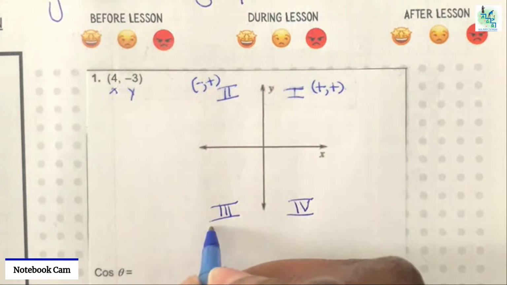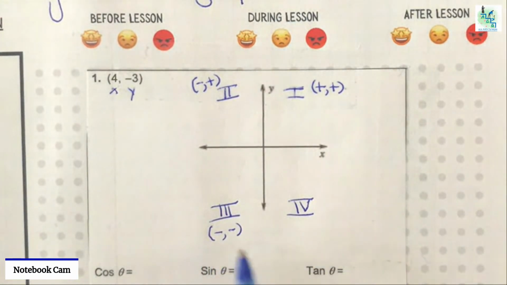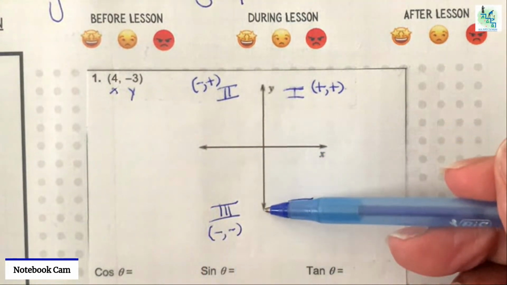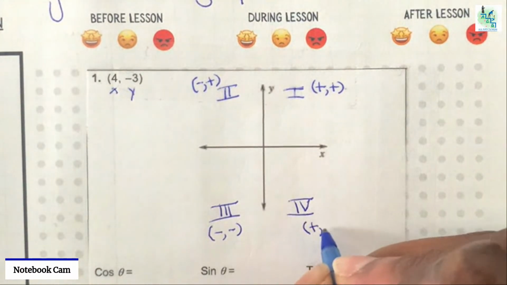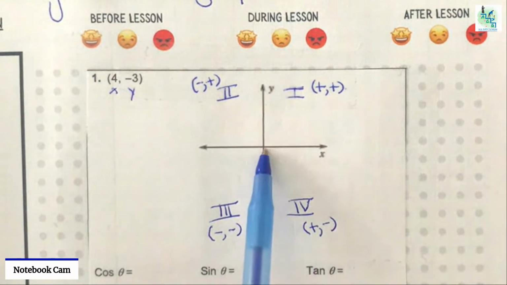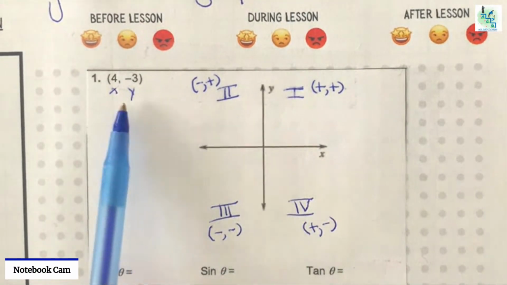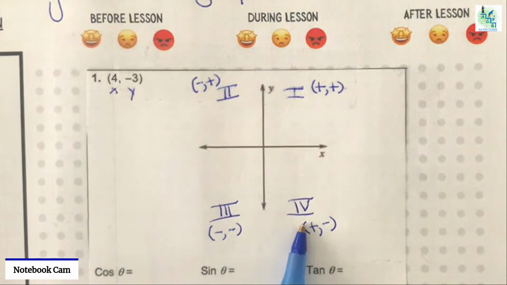In the third quadrant, it's negative, negative. It looks like a face, right? My x-axis is negative and my y-axis is negative. And in the fourth quadrant, we have positive, negative. My x-axis is positive and my y-axis is negative. That's roughly where we're going to find our point, in that fourth quadrant.